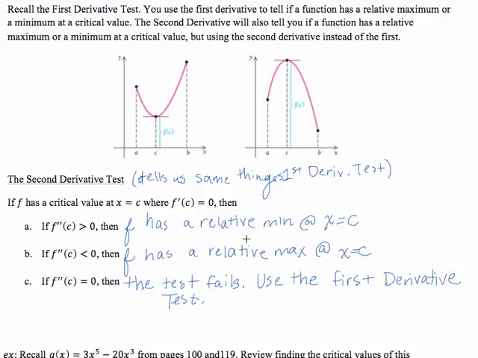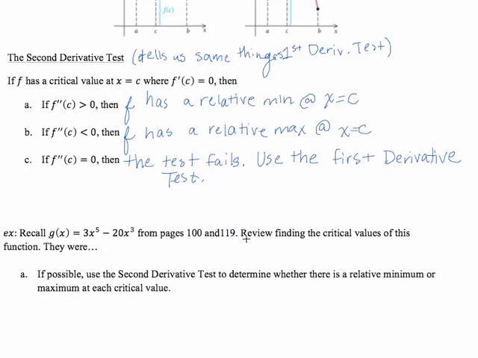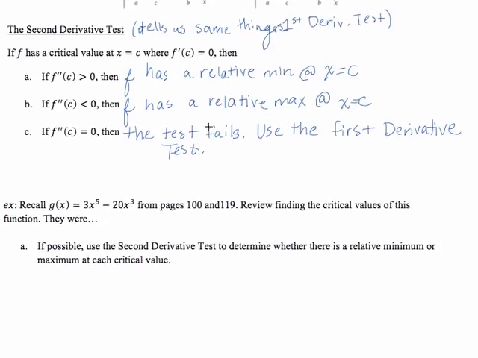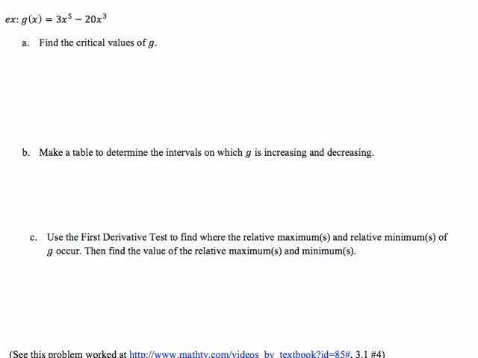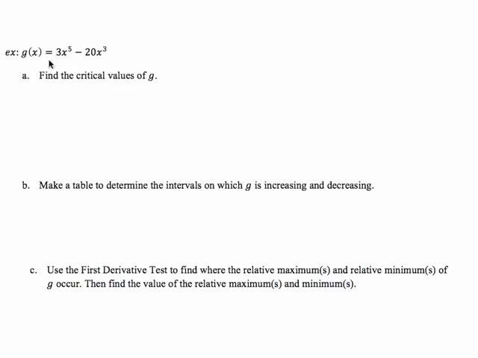So we're going to apply this test with this function g of x equals 3x to the 5th minus 20x cubed. Let's go ahead and find the critical values, that is, where the first derivative equals 0. So the first derivative here would be 15x to the 4th minus 60x squared. To find critical values, well, this exists everywhere because it's a polynomial, so we just need to set it equal to 0 and solve.